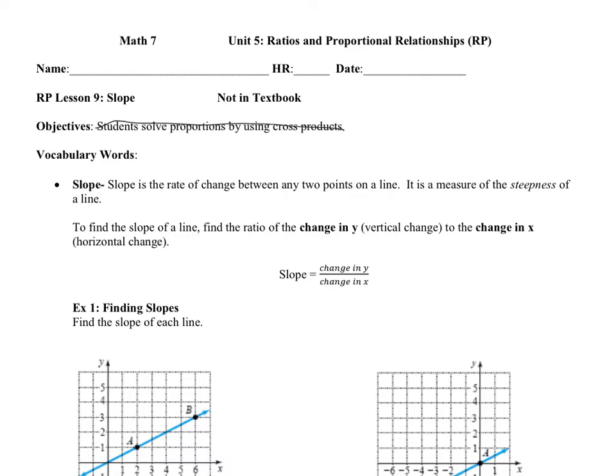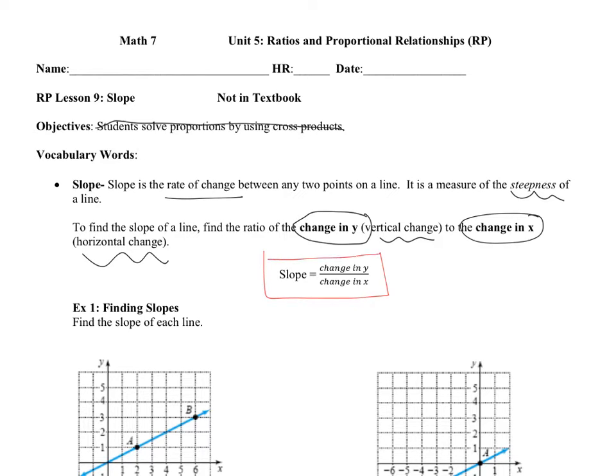So here's the deal. Slope is the rate of change between any two quantities on a line. Basically, it's measuring the steepness of a line. To find the slope, you're going to find the ratio of the change in y, or my vertical change, to the change in x, or my horizontal change. Here's your big fancy formula. Slope is the change in y over the change in x, which if you think about it would be our rise, our vertical change, over run.